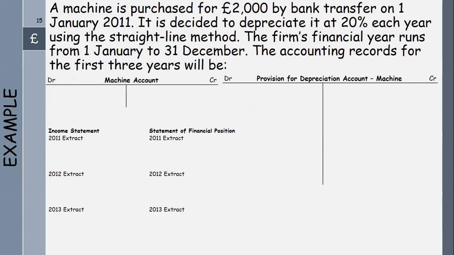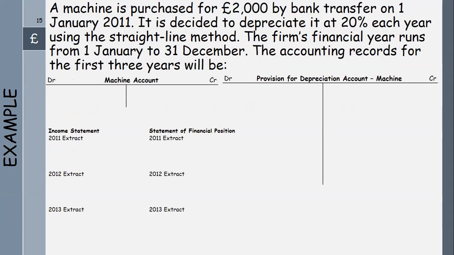So let's look at this example here. A machine is purchased for £2,000 by bank transfer on the 1st January 2011. It is decided to depreciate at 20% each year using a straight line method. The firm's financial year runs from 1st January to 31st December. The account records for the first 3 years will be, so we have to have a go at filling them in.